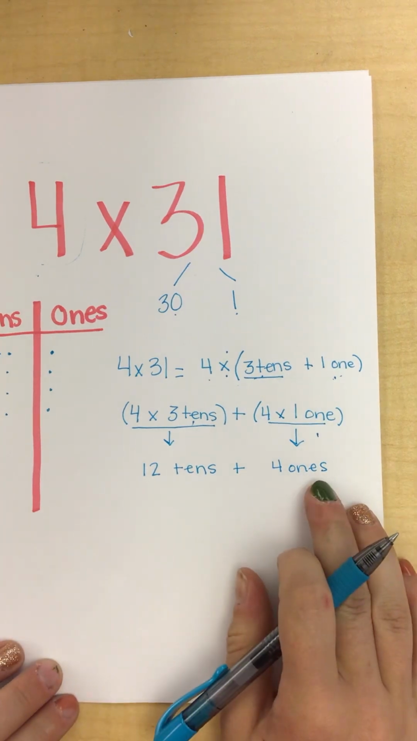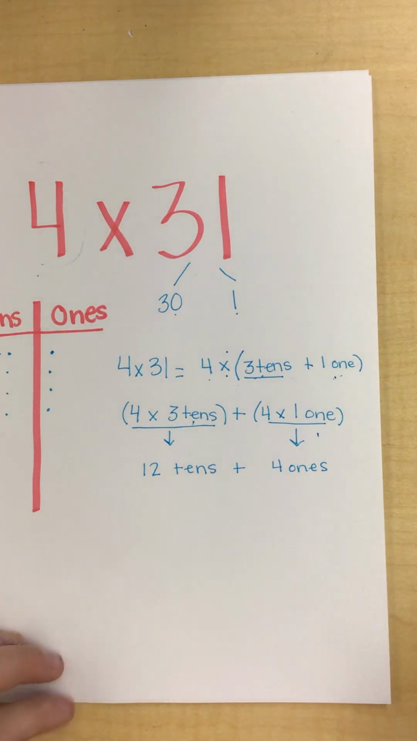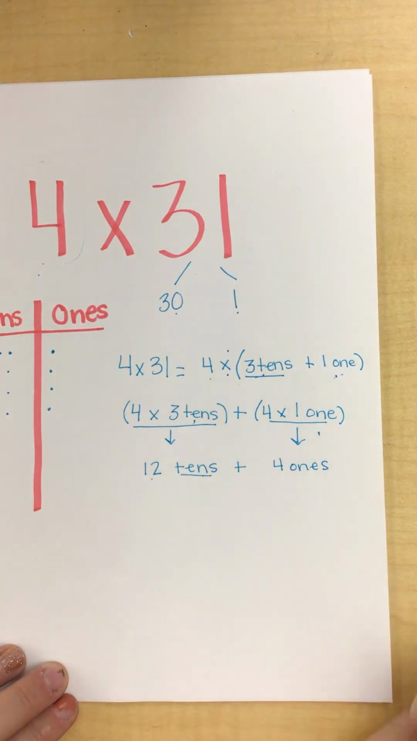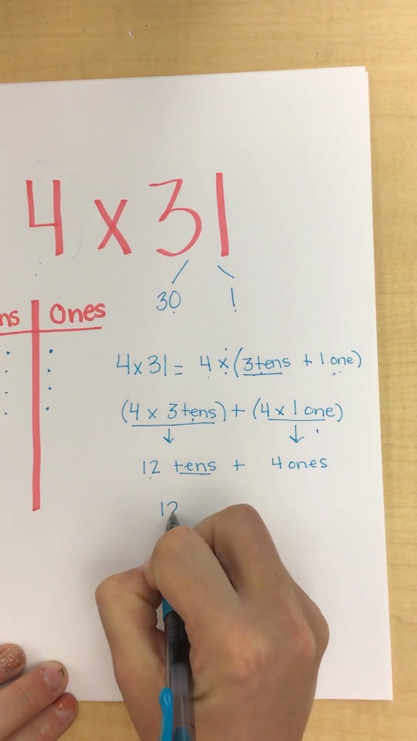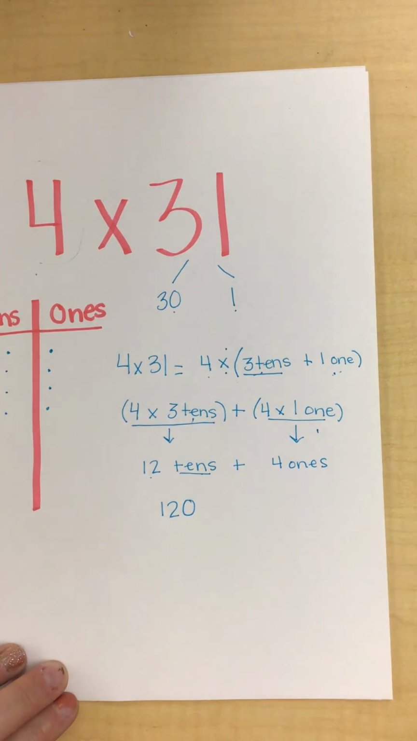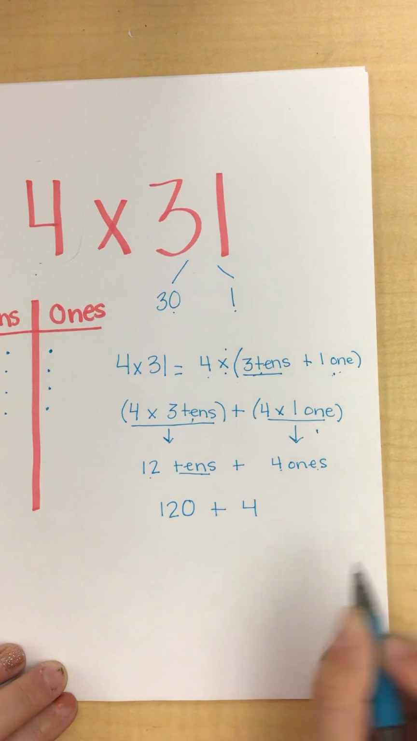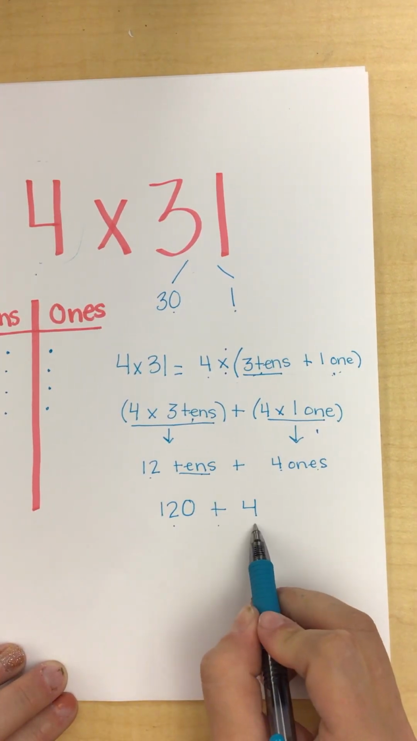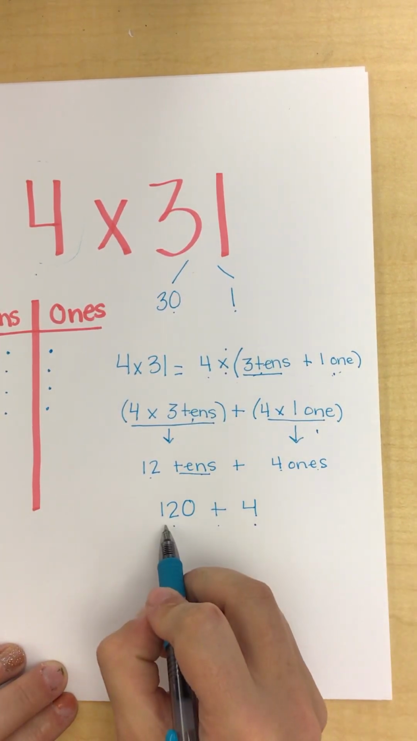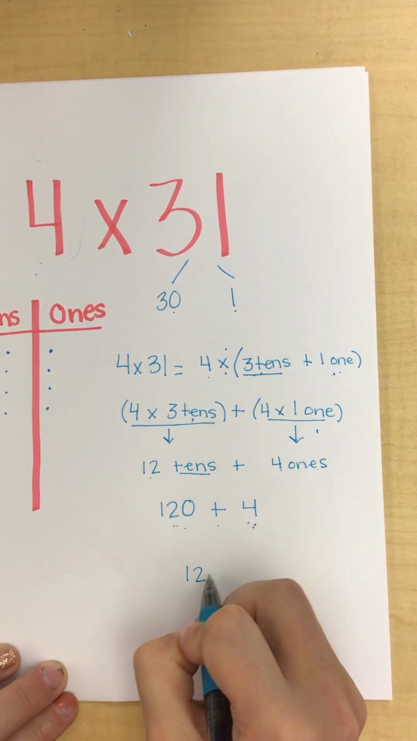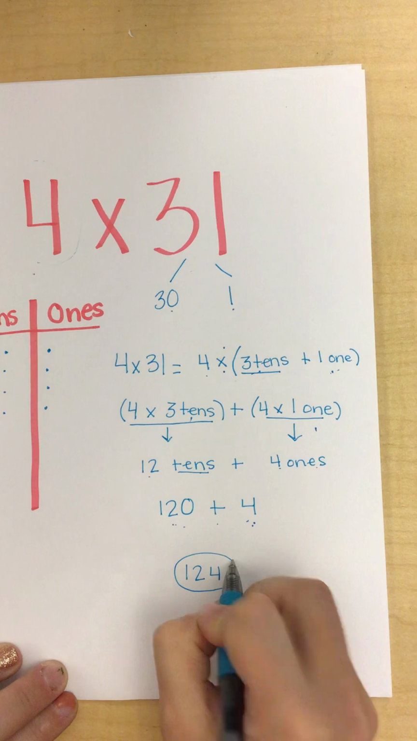This is written in unit form. Now we're going to just rewrite it in standard form. Well, 12 tens, I know that tens means I add a 0 behind a number. So that means 12 tens is the same thing as 120. And 4 ones is the same thing as 4. So 120 plus 4. To find our final answer, we're just going to add these two partial products together. And that gets us to 124 as our final answer.